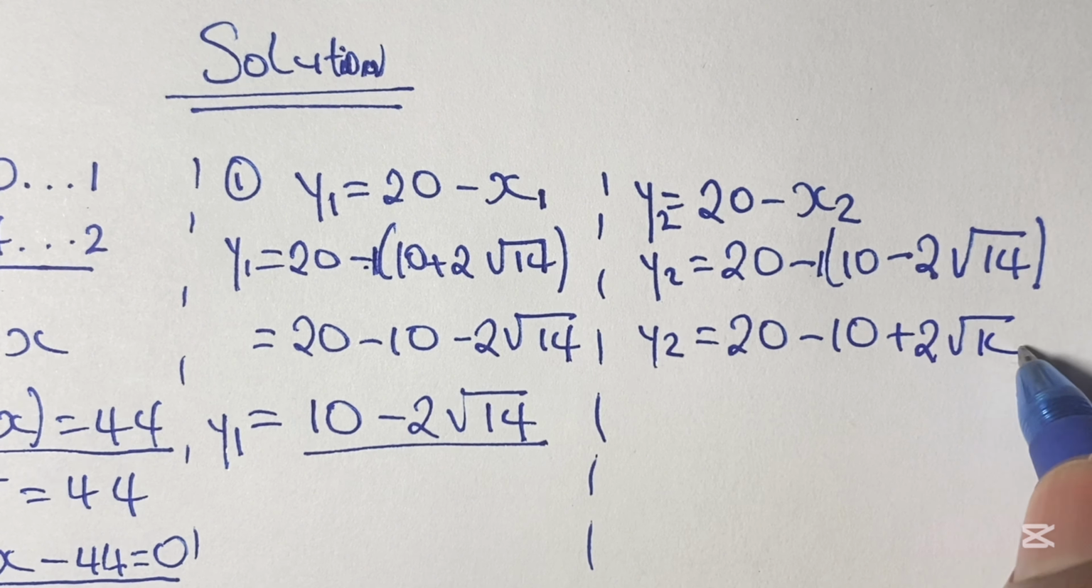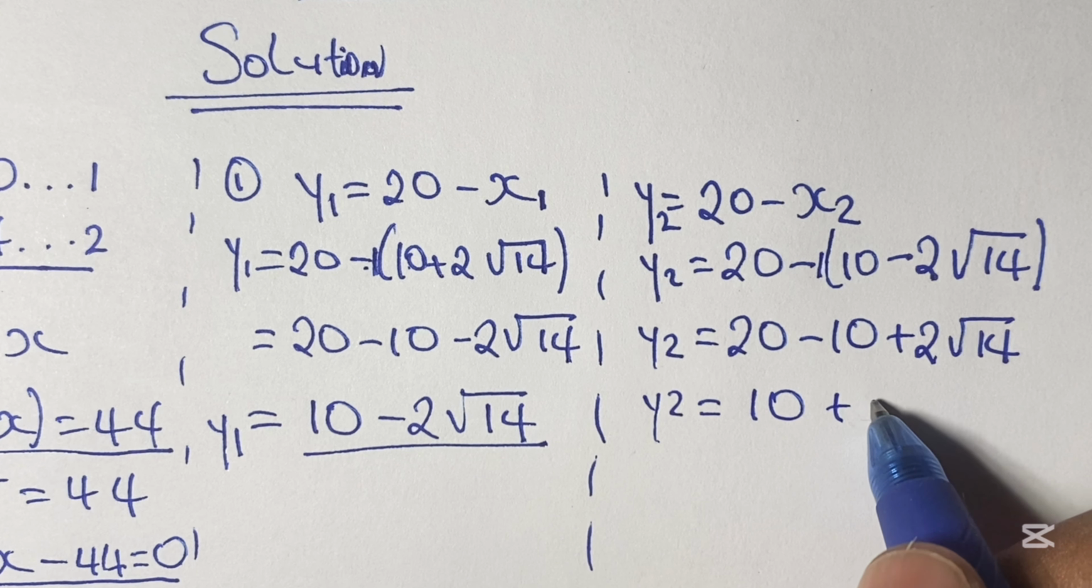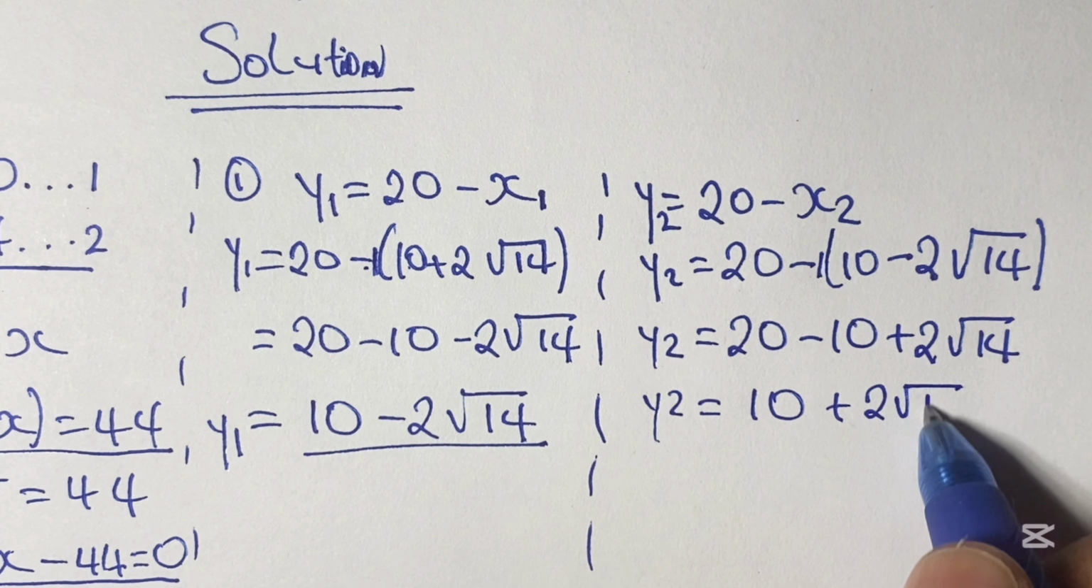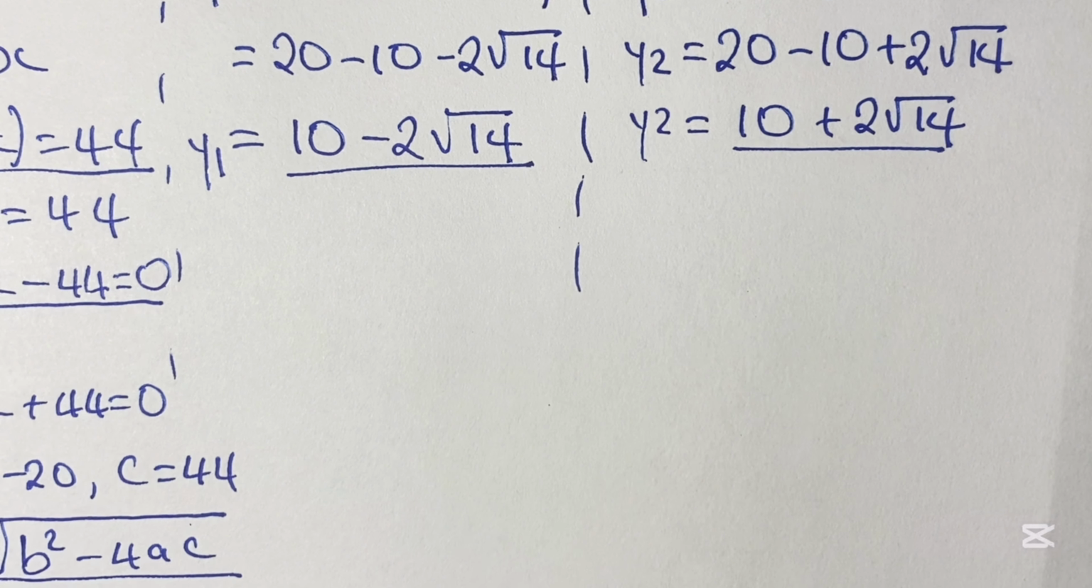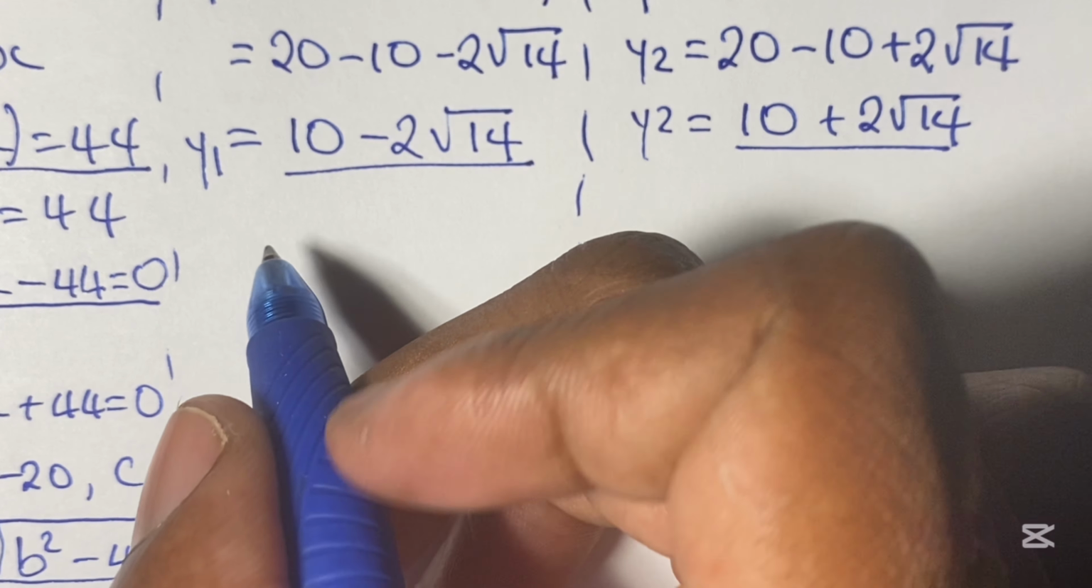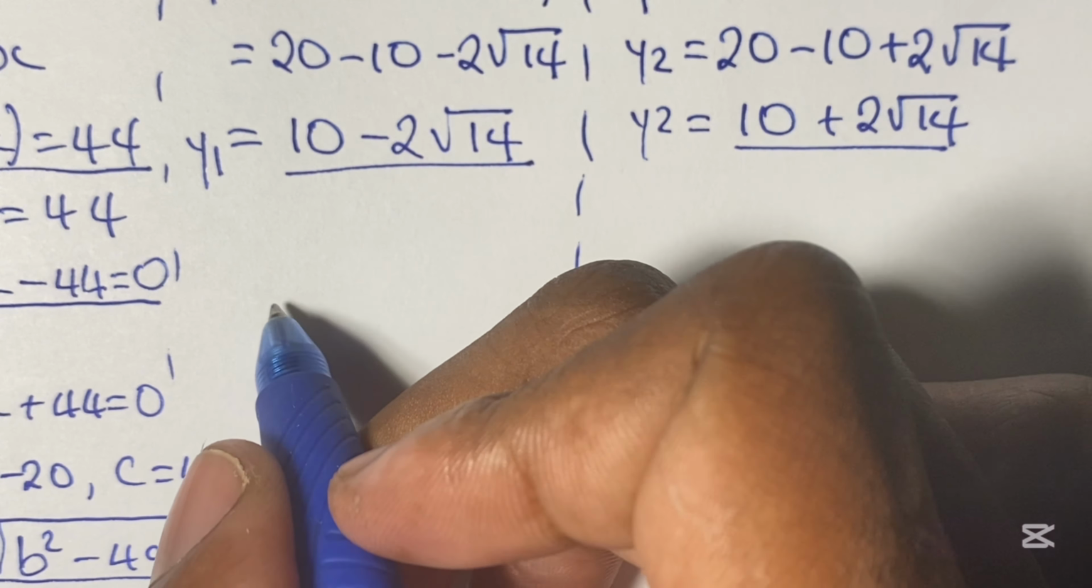So we have y2 is equal to 20 minus 10 plus 2 root 14. And so 20 minus 10 gives us 10, and now we have 10 plus 2 root 14. And this is the value of y2. So now here we have the solutions of our variables.